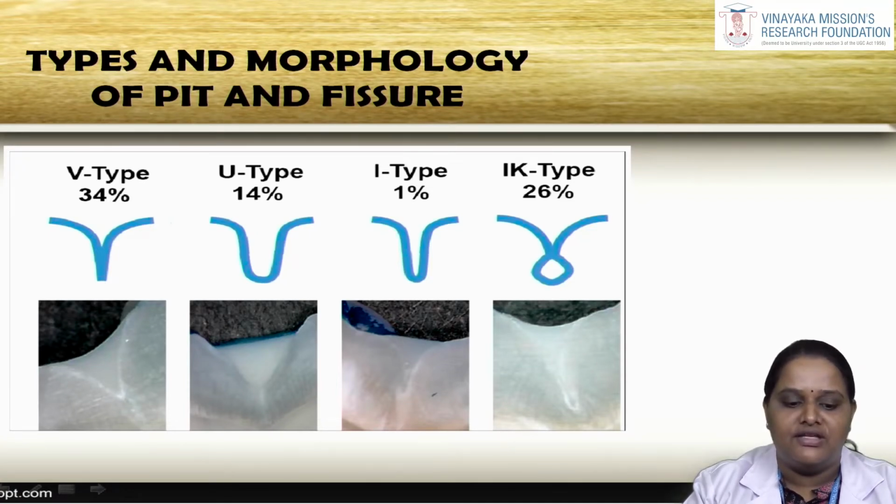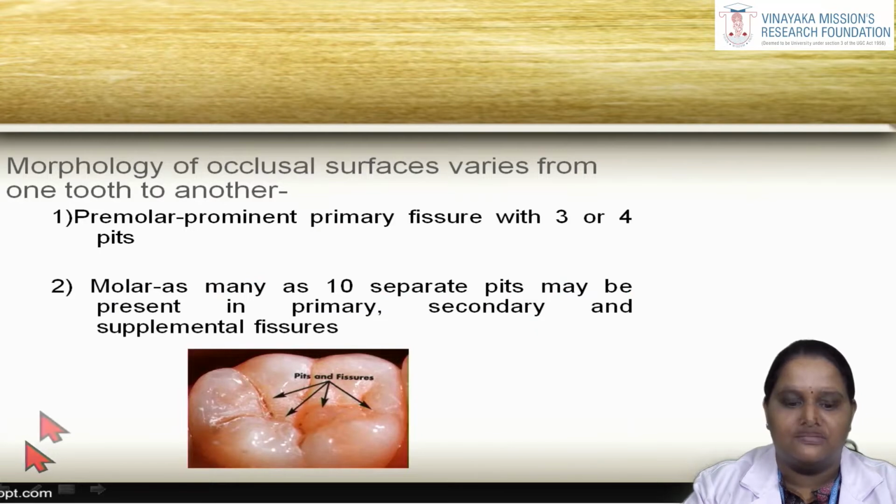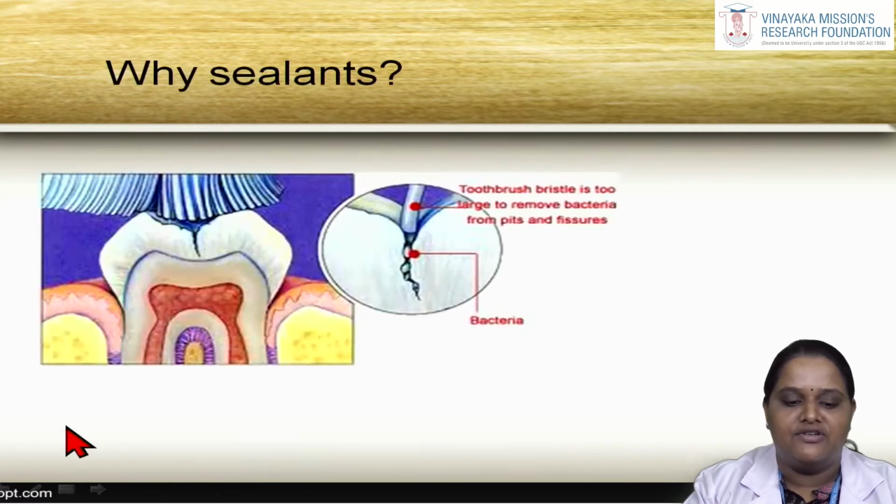It usually varies from one tooth to the other. The premolars have a prominent primary fissure with 3 or 4 pits, whereas molars have up to 10 separate pits, and these may be present in primary, secondary and supplemental fissures.